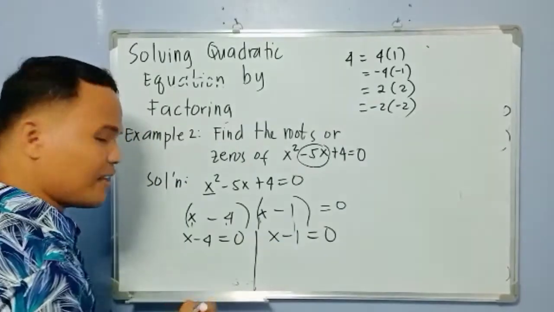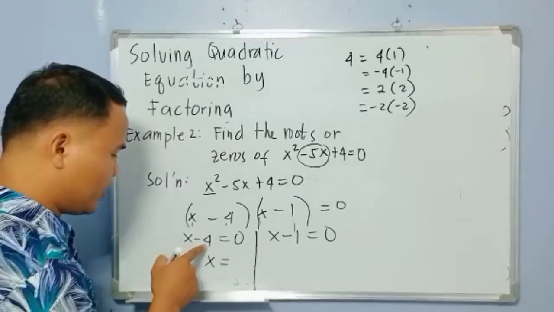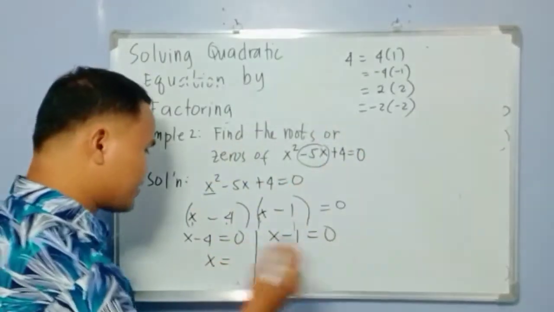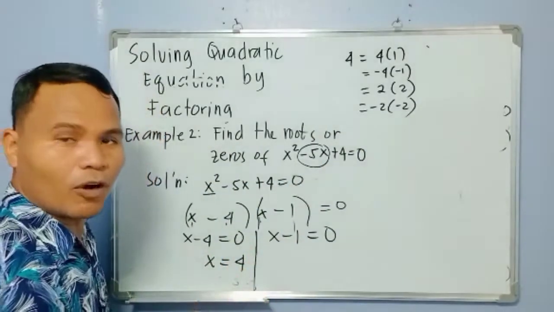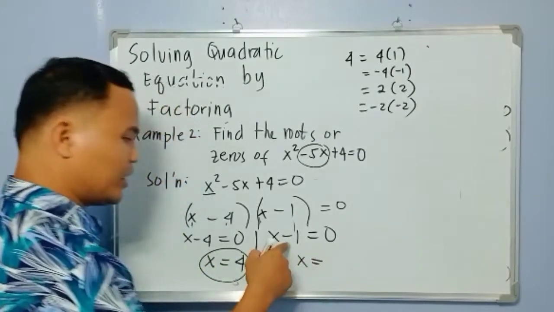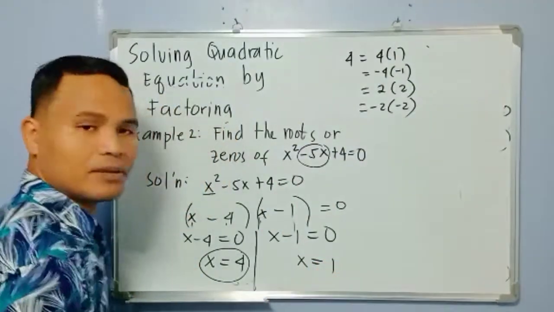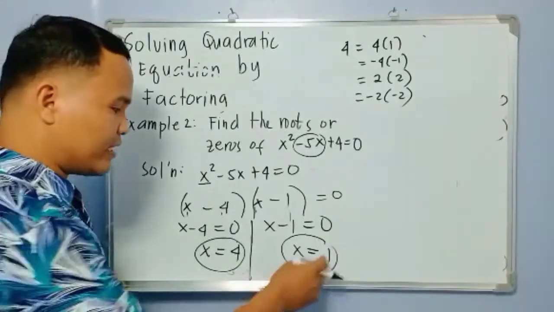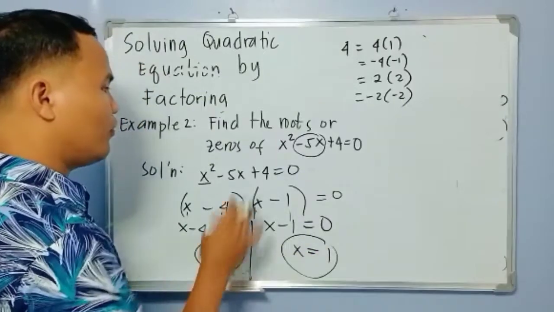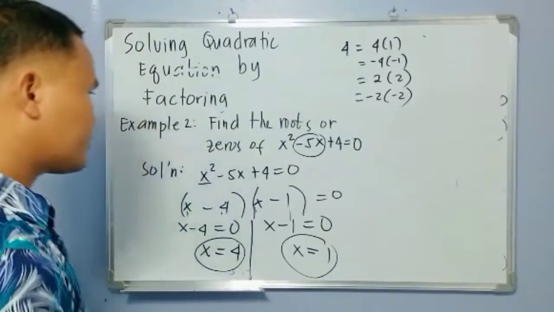Then apply the idea of transpose. x will be left because you already transposed negative 4 to the right side. It will become positive 4. Here, x is left. We are going to transpose negative 1 to the right side. The answer is 1. These are now the roots of x squared minus 5x plus 4 equals 0.